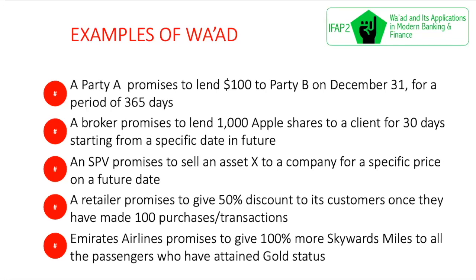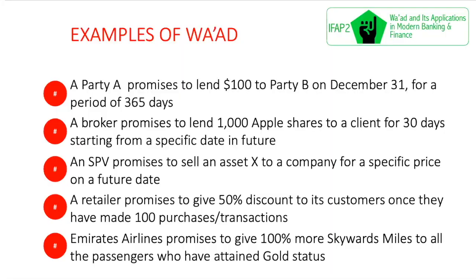Simple examples of WAD. A party A promises to lend $100 to party B on 31st of December for a period of 1 year. So if today is 27th of April, and I promise to lend you $100 at the end of the year, this is one example of WAD. Now, if we take the classical view on this promise given by me, then it is not binding. On the 31st of December, you come to me and say, oh, lend me $100. And I say, sorry, I do not want to lend you $100. This is not binding on me. So this is the classical view.